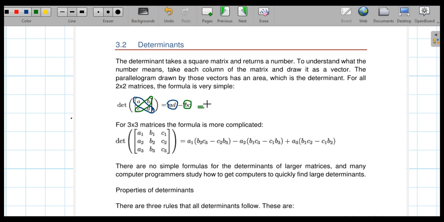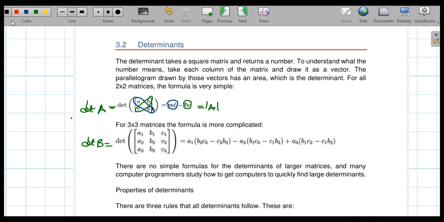Let's say this is matrix A, so this is the determinant of A, right? The determinant of A could also be written this way, determinant of A. So now let's also say this is the determinant of matrix B. Now this is a 3 by 3 matrix. So for a 3 by 3 matrix, it's more interesting.